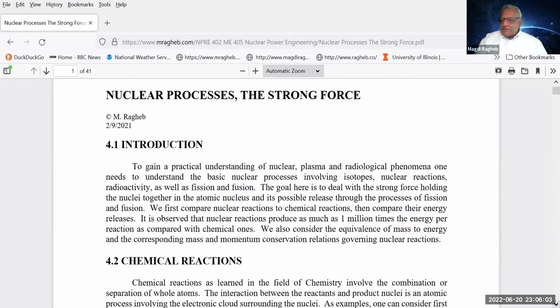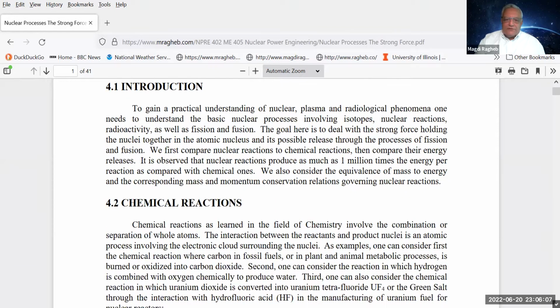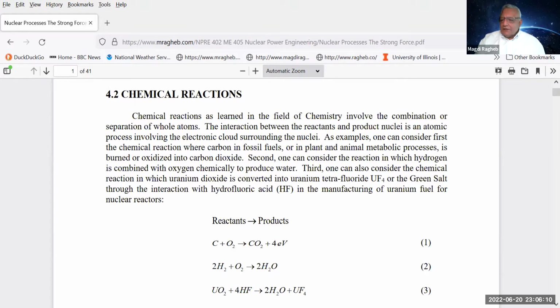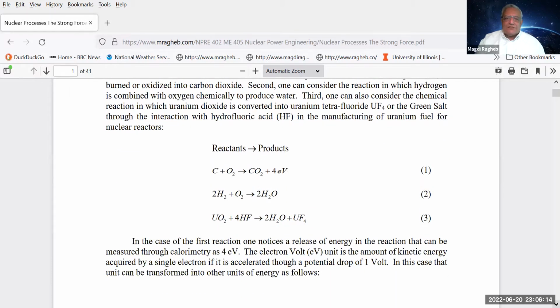The first important aspect of the strong force is to compare it to chemical reactions. Nuclear reactions are reactions that occur in between the nuclei, whereas chemical reactions, as we all know, occur in between the atoms. So for instance, if you burn coal or oxidize it, carbon combines with oxygen as a molecule and gives us carbon dioxide. Water is formed by the combination of hydrogen and oxygen: 2 molecules of hydrogen combined with 1 molecule of oxygen give us 2 molecules of H2O, which is water.